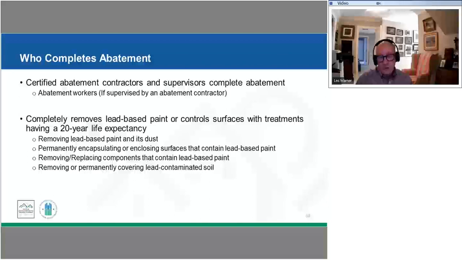And that would include if we have contaminated soil. We might be removing that soil. In a lot of cases, we're going to be covering. So we might be planting grass or shrubs or something in that place. So we're going to protect the exposure of anyone to that bare soil.